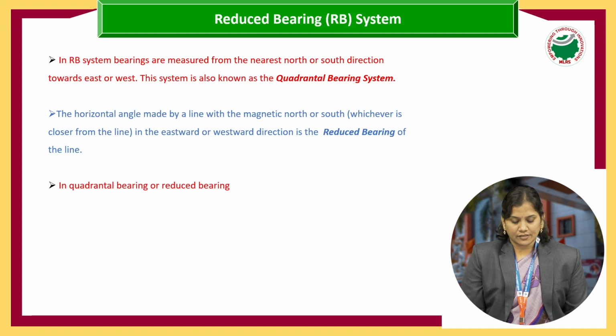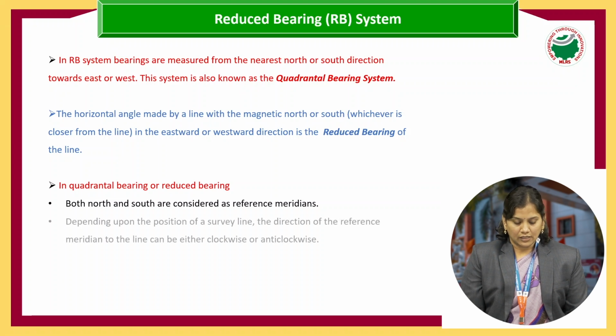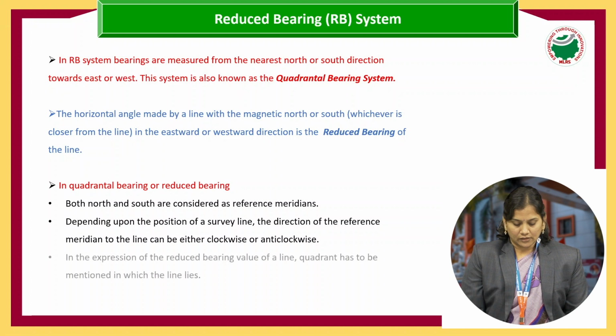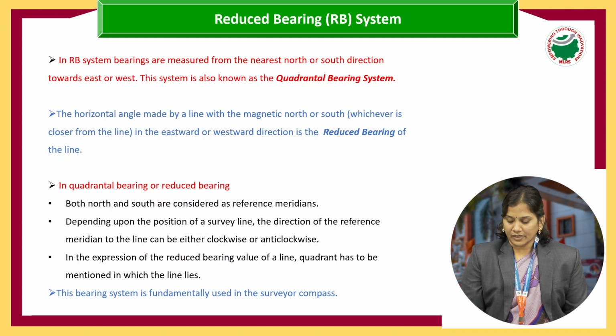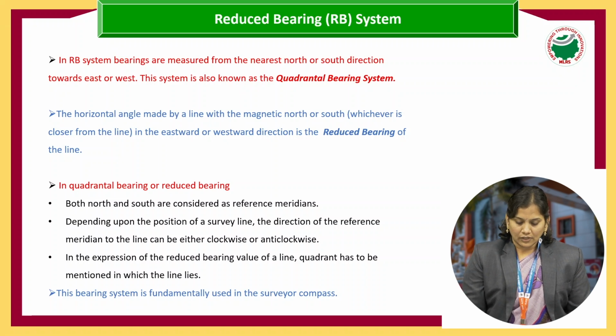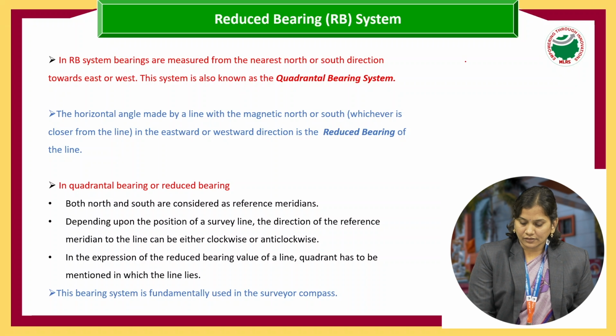In quadrantal bearing system or reduced bearing system, both north and south are considered as reference meridians, and depending upon the position of a survey line, the direction of the reference meridian to the line can be either clockwise or anti-clockwise. And in the expression of the reduced bearing values of a line, the quadrant has to be mentioned in which the line is. This bearing system is fundamentally used in a surveyor compass. Let's understand the definition first.